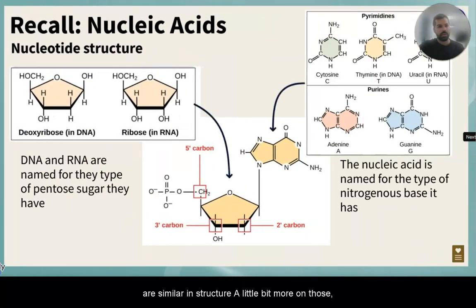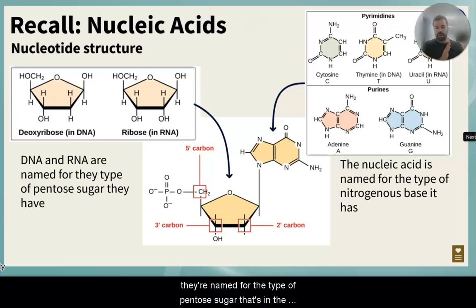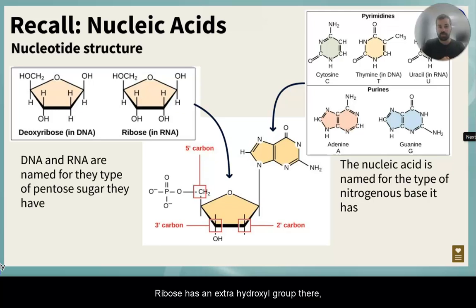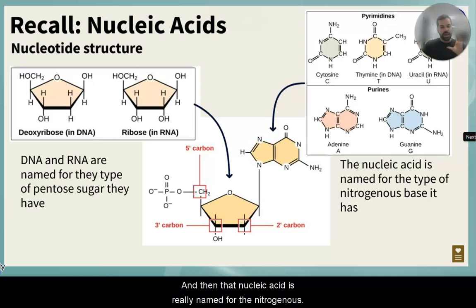A little bit more on the structure of the nucleotides. So again, DNA and RNA, they're named for the type of pentose sugar that's in the middle of them. Ribose has an extra hydroxyl group there, whereas deoxyribose has deoxy, is missing that oxygen. And then the nucleotide is named for the type of nitrogenous base it has. So that shouldn't say nucleic acid, that should say nucleotide. Actually, I'll correct that later.